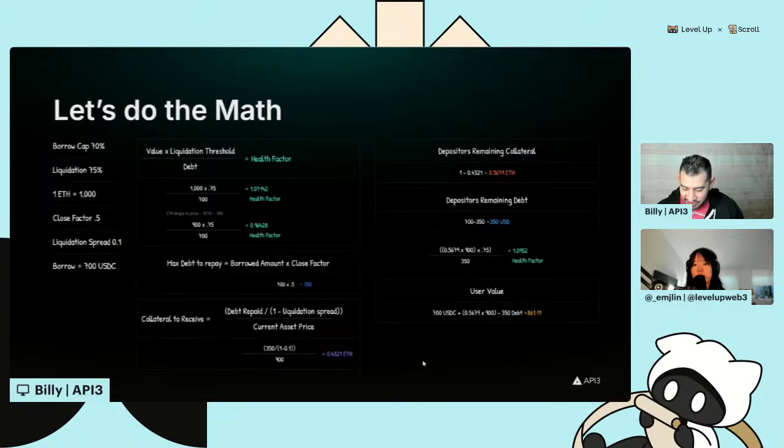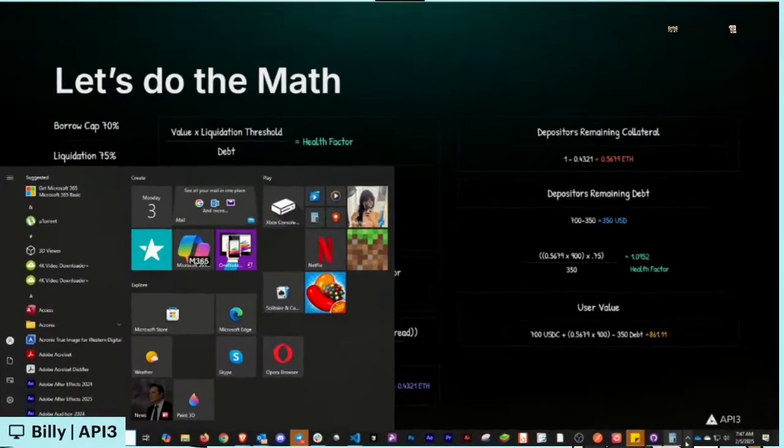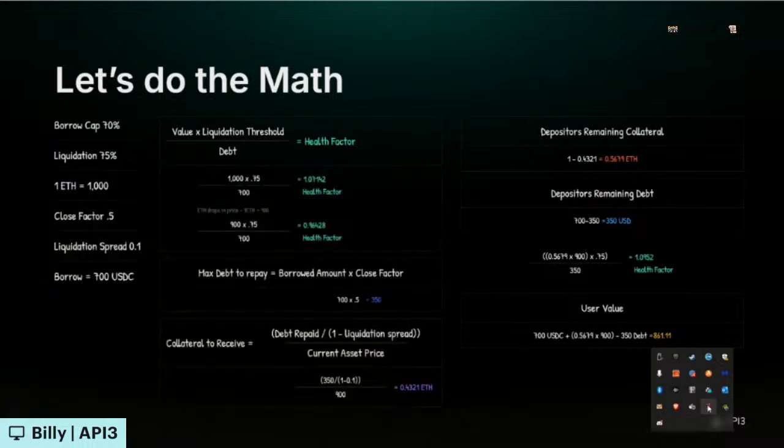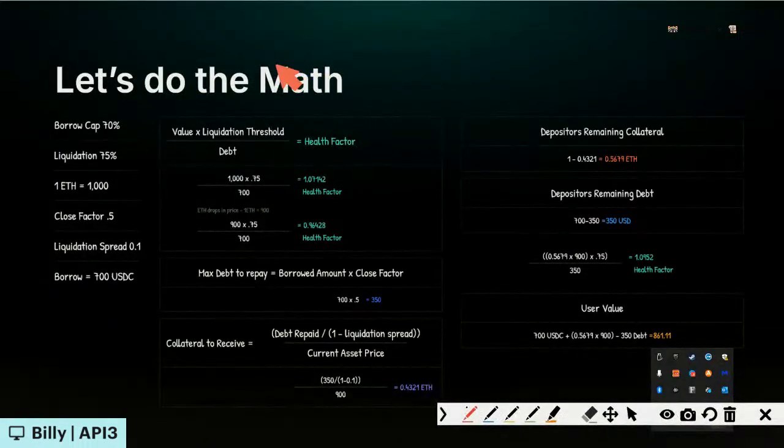So let's do some math. Let me grab this so I can draw on here, hopefully make it easy for you. Okay, in this scenario we have a borrow cap of 70%, the liquidation threshold is at 75%, and ETH is worth $1,000 at this current time. Our close factor is 50%, so 50% can be paid back. Our liquidation spread is 0.1, and we know that we can borrow $700 USDC, right?